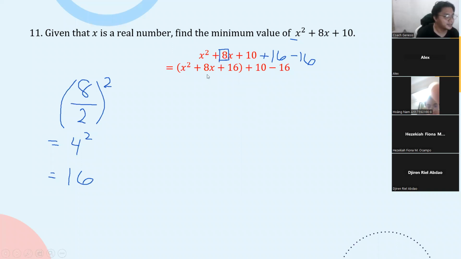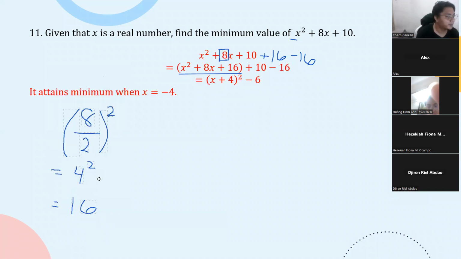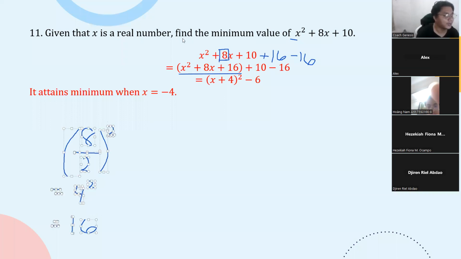So that becomes x squared plus 8x plus 16 plus 10 minus 16. And as you can see, we can already express this as a perfect square. So you will have x plus 4 quantity squared minus 6. Now, okay, so what will we do after? It says here, it attains minimum when x is equal to negative 4.